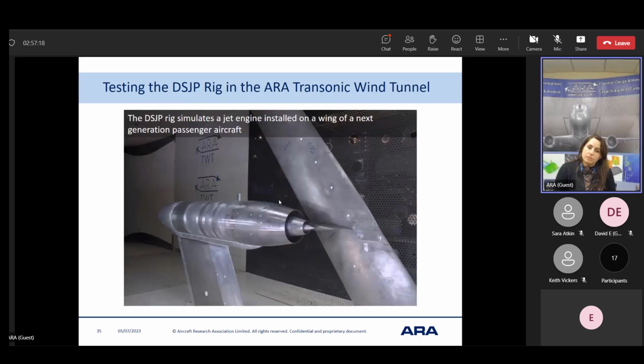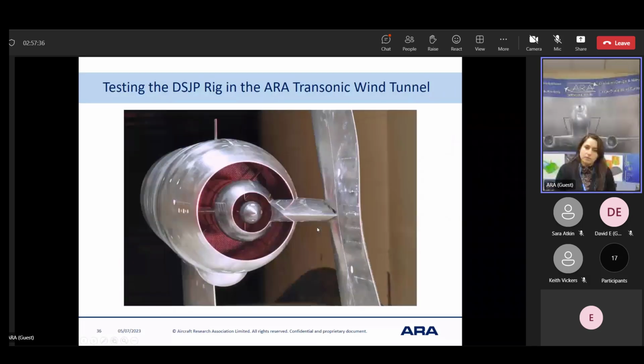Looking from the side, the rear parts of the nacelle are what we're interested in measuring the loads on. The wing is not attached to the model. There's a small gap between the wing and the nozzle. This is looking at it from the back.